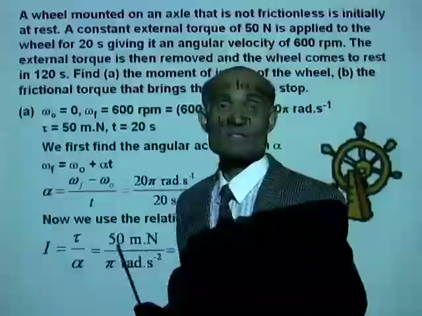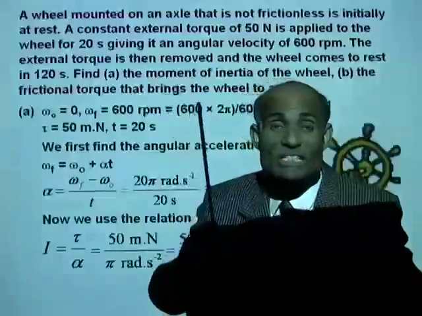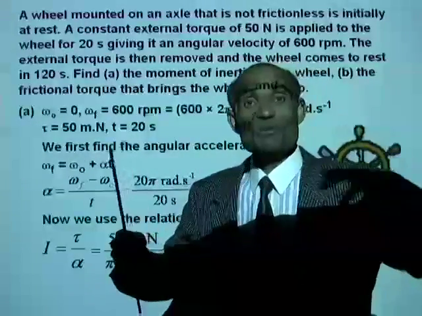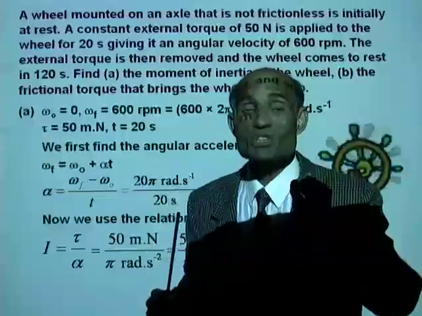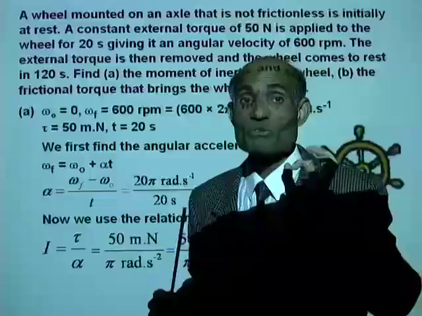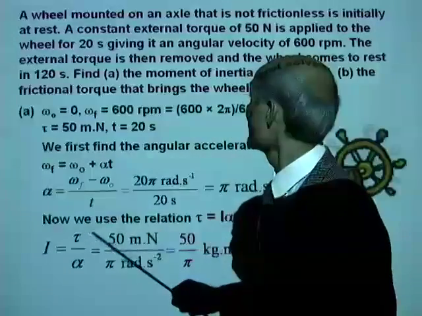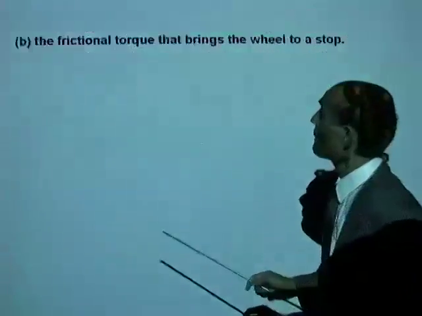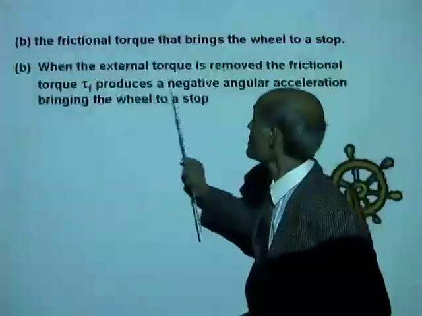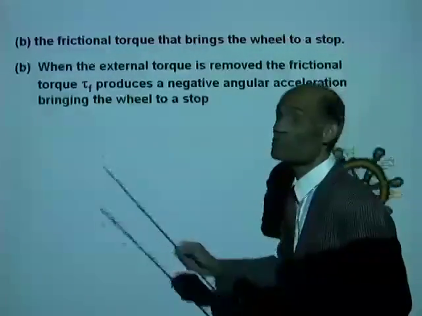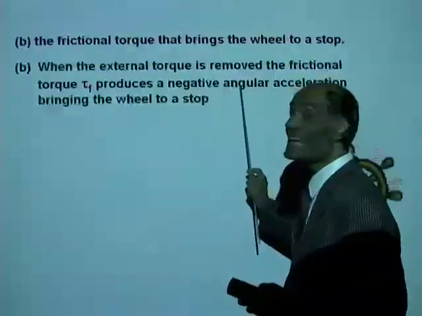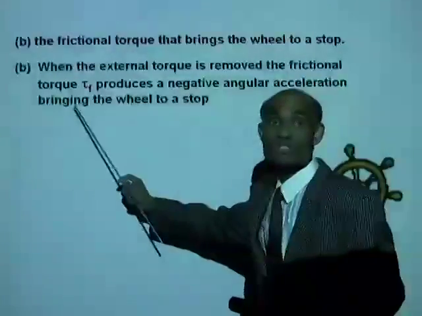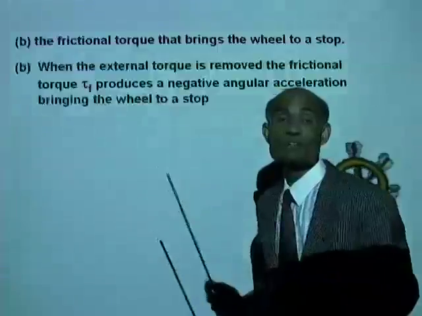In the next part, the external torque is now removed and the wheel is now going to come to a stop under the action of the frictional torque. Now, when the external torque is removed, the frictional torque, let's call it tau F, produces a negative angular acceleration, bringing the wheel to a stop.